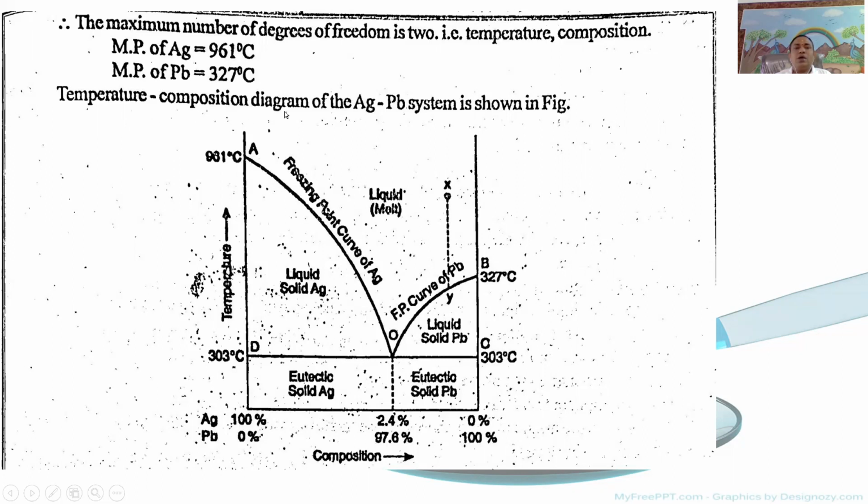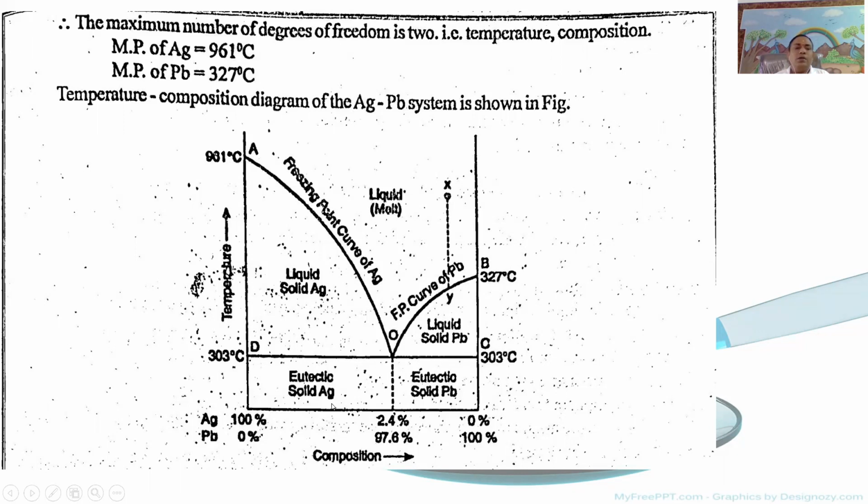Here the temperature composition diagram of the silver lead system is shown in the figure. Temperature is taken on the y-axis, composition is taken on the x-axis. The obtained diagram is called the phase diagram of the silver lead system. Here, point A shows the melting point of silver, which is 961 degrees centigrade. Point B shows the melting point of lead, that is 327 degrees centigrade.